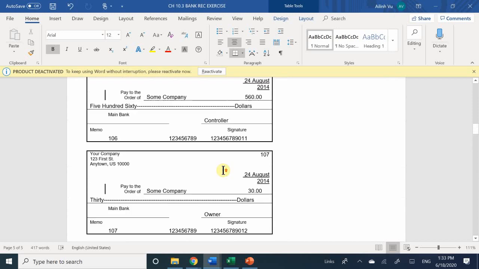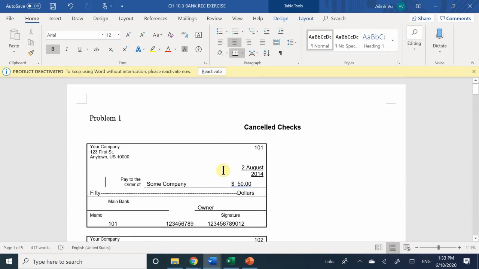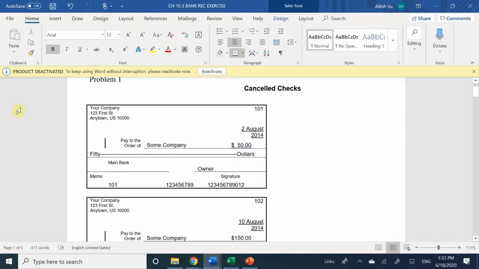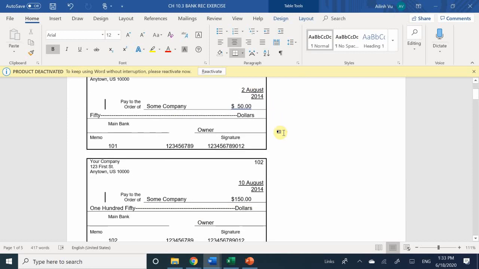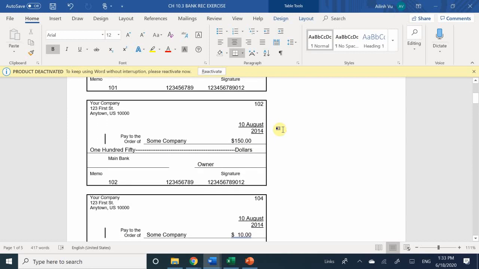Let's go ahead and dive into our statement. The first thing that you see is going to be your checks. Ignore the words "cancel checks." They don't really mean anything, but these are basically screenshots of the checks that we have written for that company, and we want to make sure that each one matches.